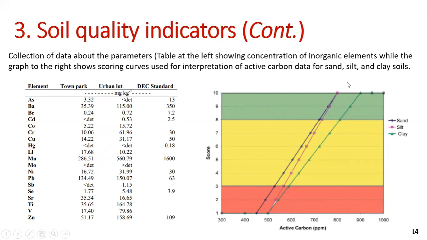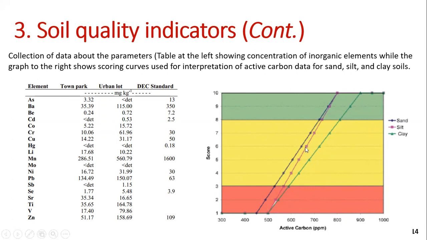So you have what we call score cards, and these score cards are just curves with colors. This type of indicator framework uses colors and scores. So if you know the value of your active carbon, for example 700 ppm, and you measured your soil texture, and your soil texture is clay, you look at the clay curve, you draw a line here, and then it tells you the score. In this case, for example, the score is 5.5 and the color is yellow.